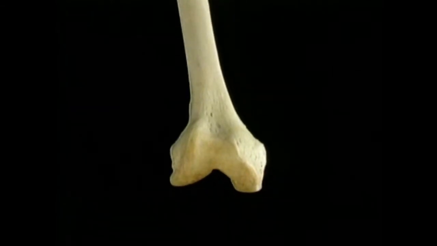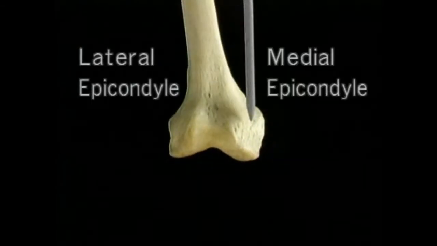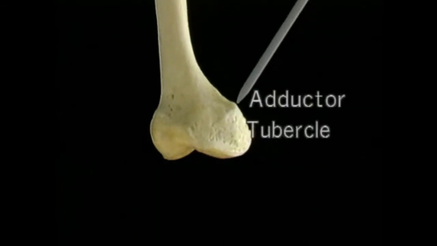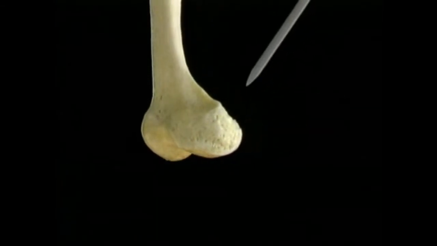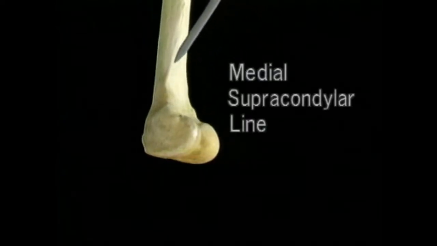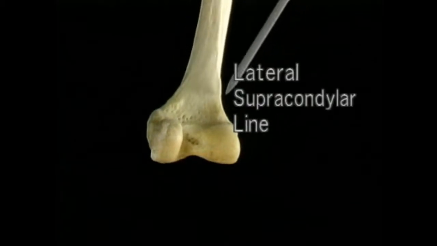Above the two condyles are the epicondyles, lateral and medial. The sharp cone around the medial epicondyle is the adductor tubercle. This prominent ridge is the medial supracondylar line. This one is the lateral supracondylar line.